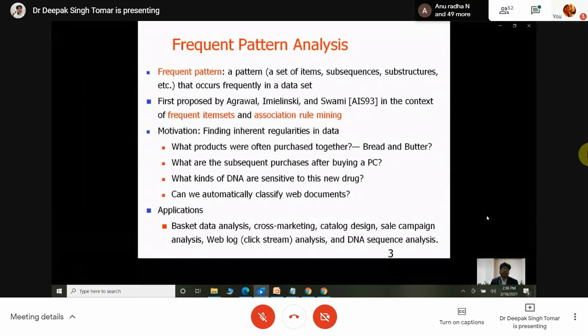So the applications are the basket data analysis for Walmart, Best Price, Big Basket, cross marketing. It is also used for catalog design, sales campaigning, web log click stream analysis, how many users are involved in illegal activities and spreading the data, the particular navigation path of the attacker, and DNA sequence analysis. Here are some applications, we shall explain all this in detail.